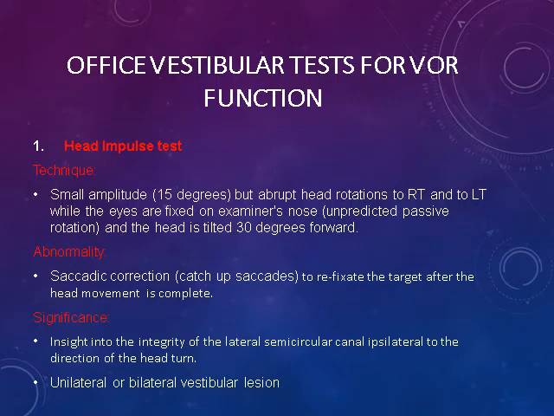Normally the patient will be able to fixate his vision during the abrupt head movement. The abnormal finding is that we will see catch up saccades. These are corrective saccades that happen when the patient fails to fixate his vision during head movement, and this signifies either unilateral or bilateral vestibular deficits.